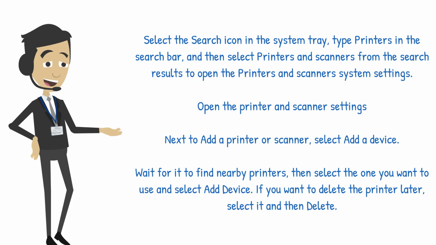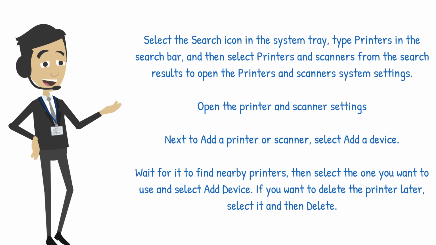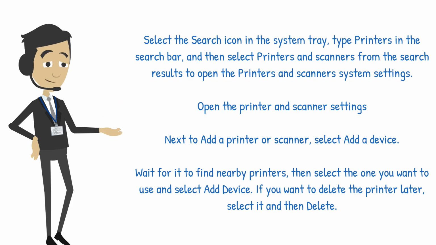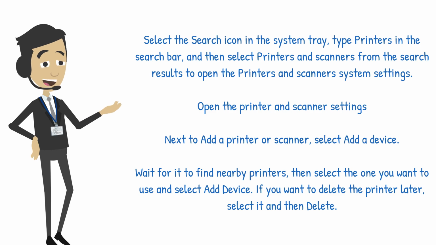Next, to add a printer or scanner, select Add a device. Wait for it to find nearby printers, then select the one you want to use and select Add device. If you want to delete the printer later, select it and then select Delete.